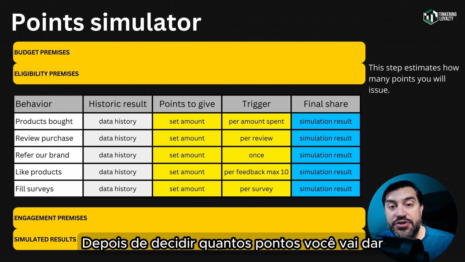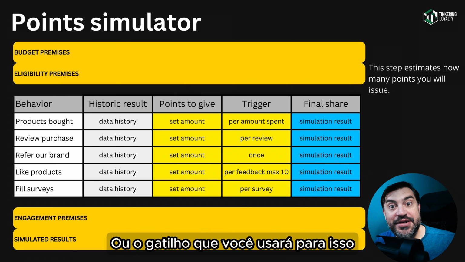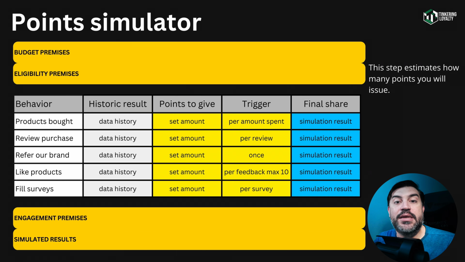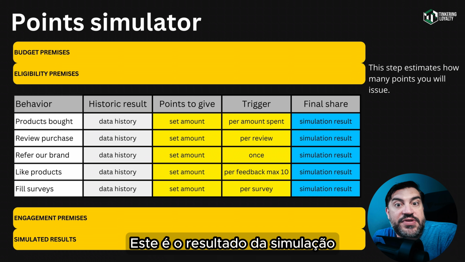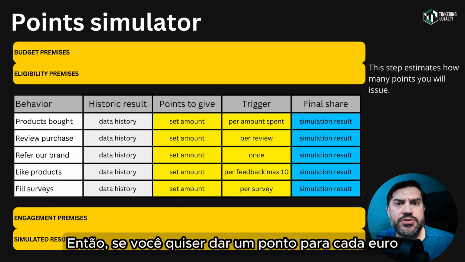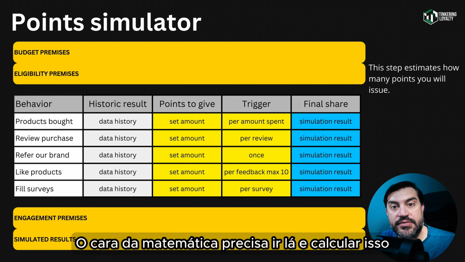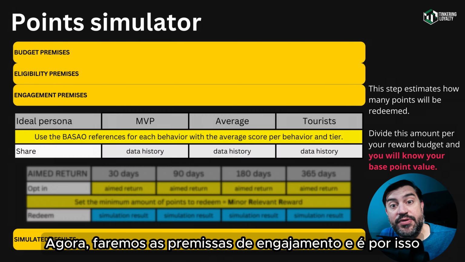After you decide how many points you are going to give and the frequency or the trigger that you will use for that, don't fill the things in blue. This is the result of the simulation. So if you want to give 1 point for every euro, the math guy needs to go there and calculate. Next, we will do the engagement premises.